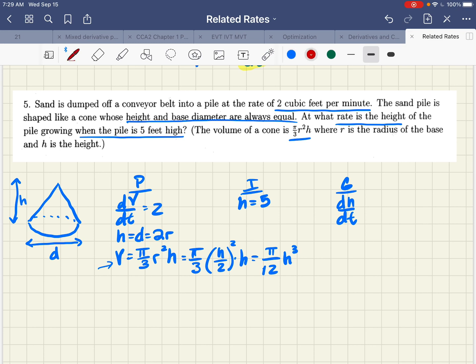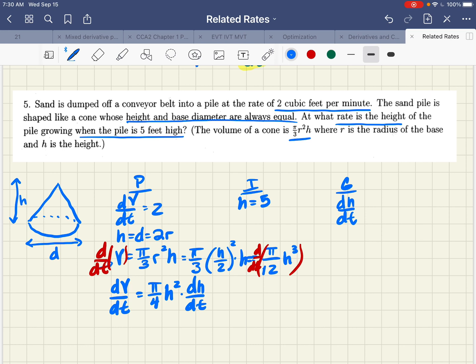So then if I take the derivative of both sides, I have to squeeze that in there. There's still an equal sign there. Then I can get that relationship. So dv dt equals, use the power rule, so pi over 4 h squared, and then chain rule dh dt. Okay, and notice I didn't use that 5 value yet, but now that I've done the calculus, I can substitute the instantaneous value.